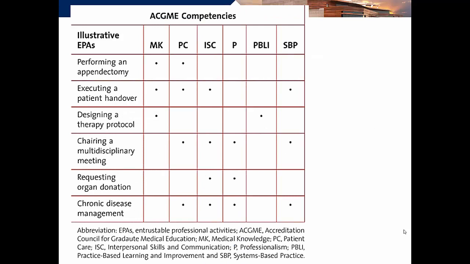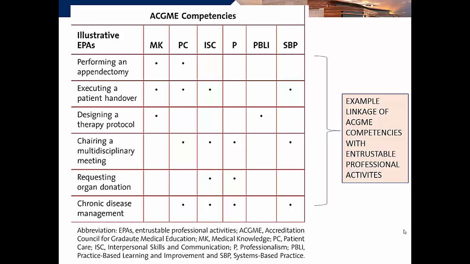As an example of how entrustable professional activities are mapped to the 6 competencies, consider the chart below. An academic program might use assessment of a resident or fellow's ability to execute a thorough and safe patient handover on domains of medical knowledge, abbreviated as MK, patient care or PC, interpersonal skills and communication or ISC, and systems-based practice in terms of ability to navigate the hospital or other relevant clinical systems.